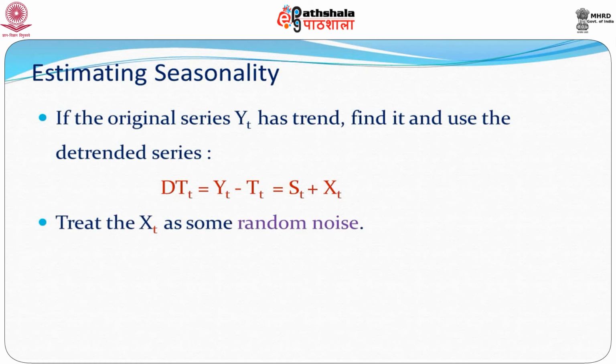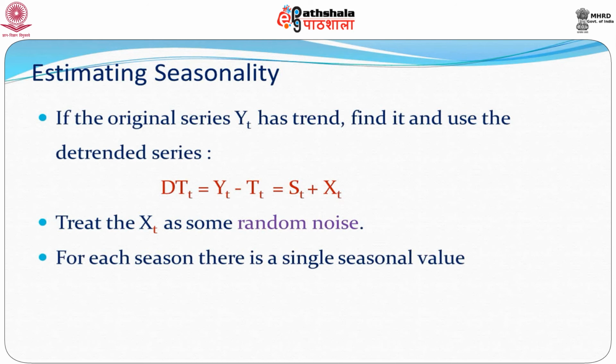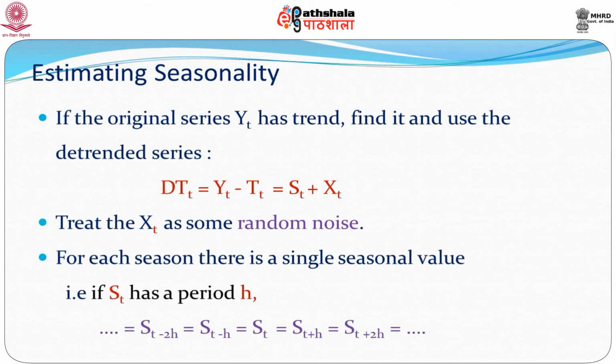Treat the xt in this case as some random noise. For each season there is a single seasonal value, so that if we have h period seasons, in the case of weeks it will be h equal to 7, in the case of months h equal to 12, for quarterly data it should be equal to 4. Then obviously for each of the years the seasonal component would be the same.